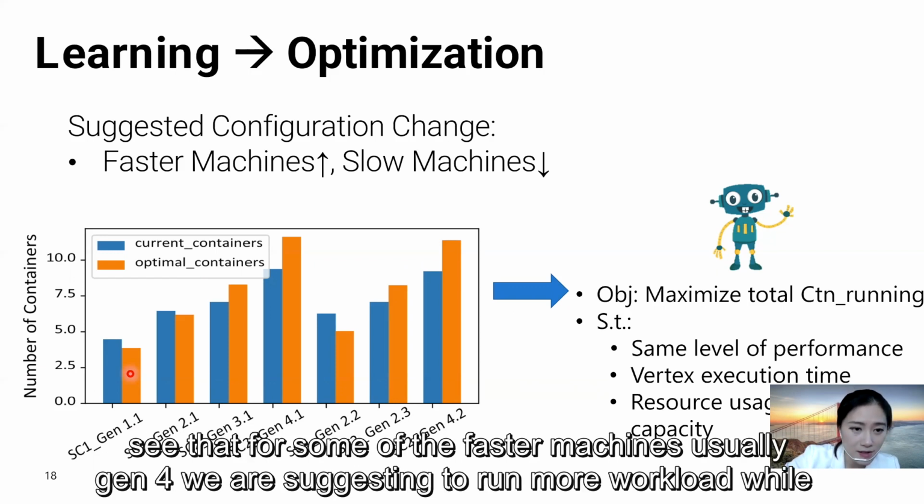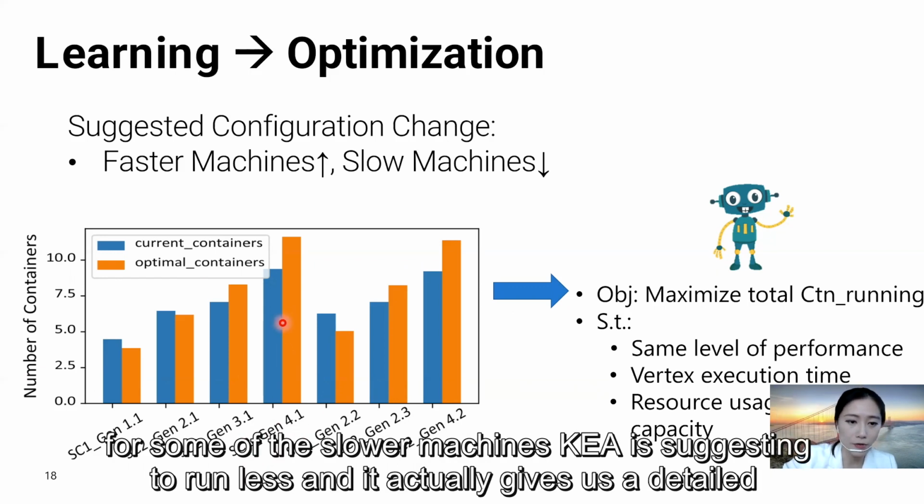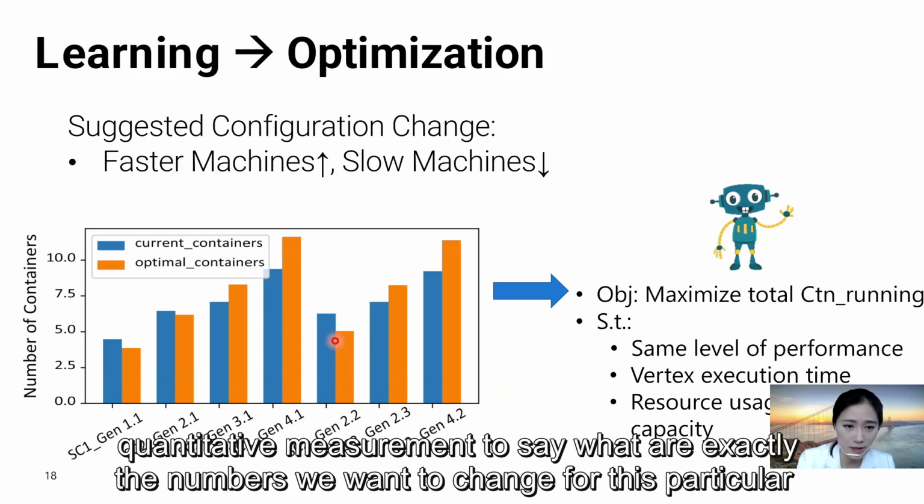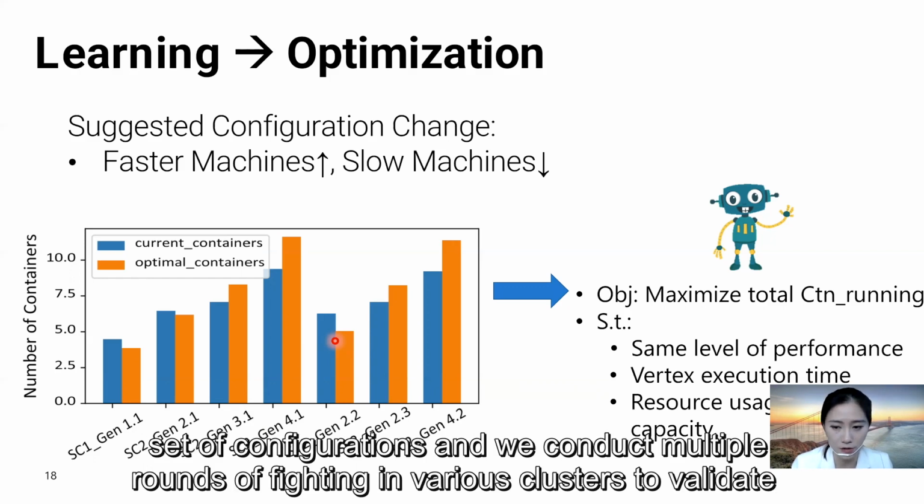So we can clearly see that for some of the faster machines, usually Gen 4, we are suggesting to run more workload, while for some of the slower machines, KEA is suggesting to run less. And it actually gives us a detailed quantitative measurement to say what exactly the numbers are that we want to change for this particular set of configurations.